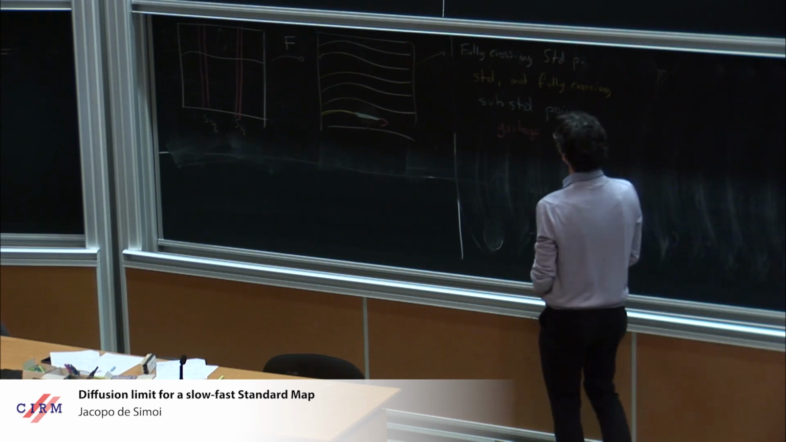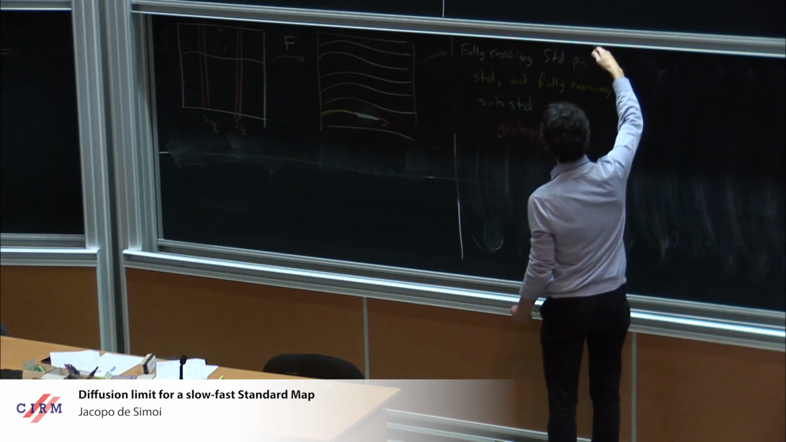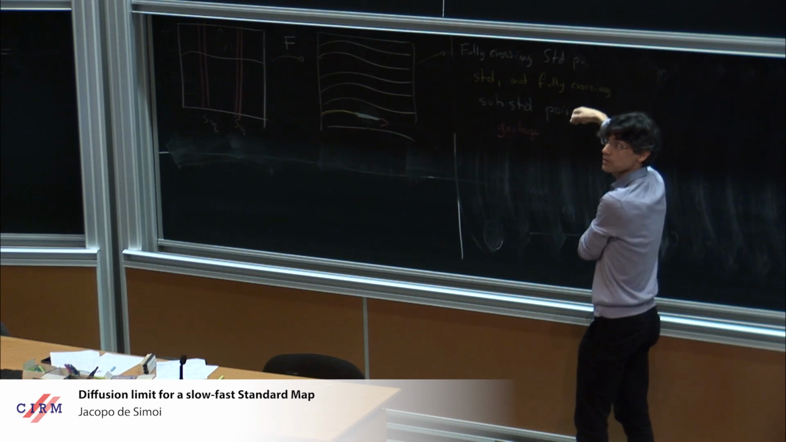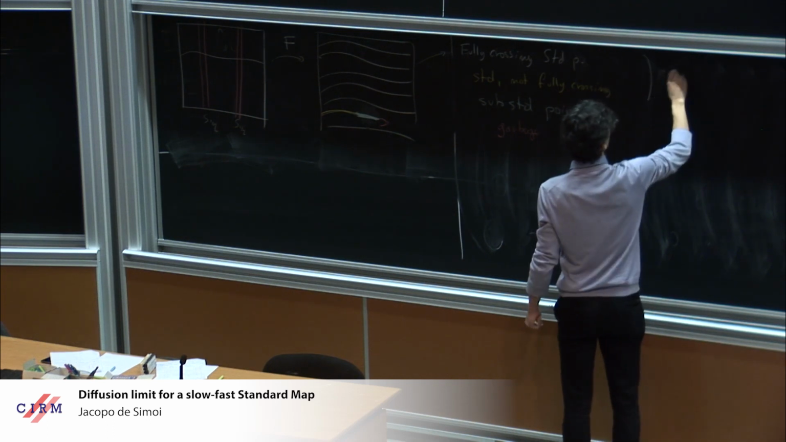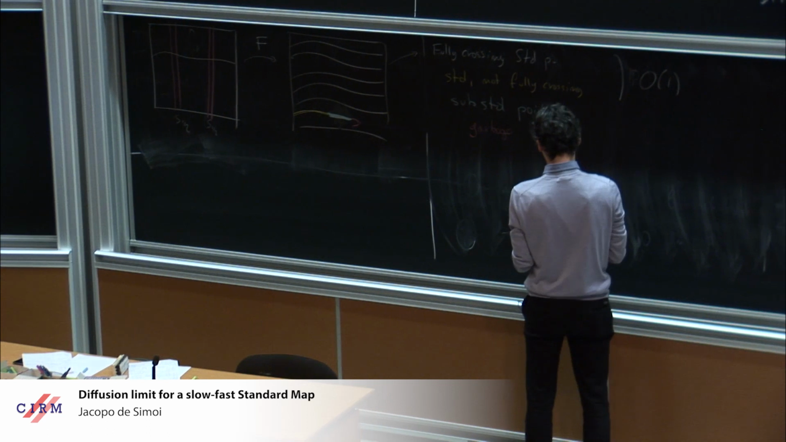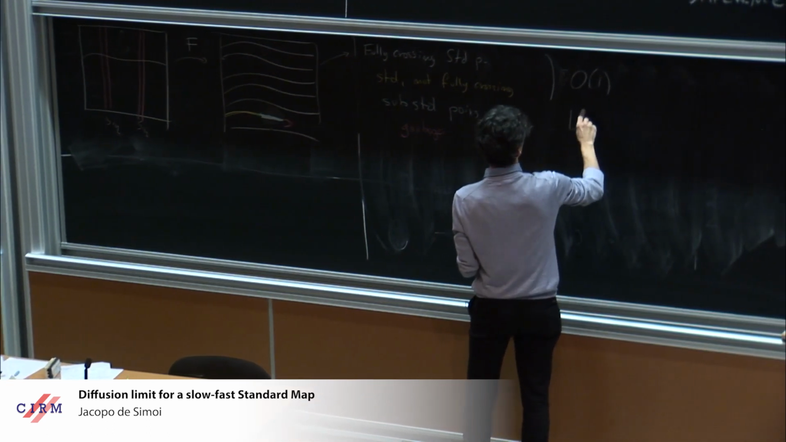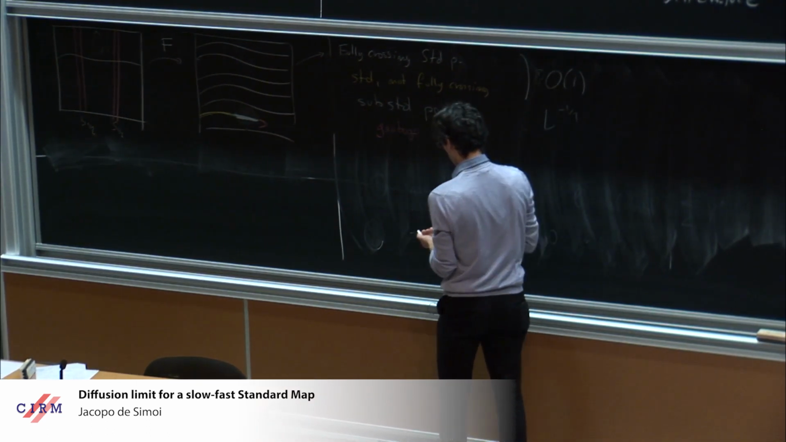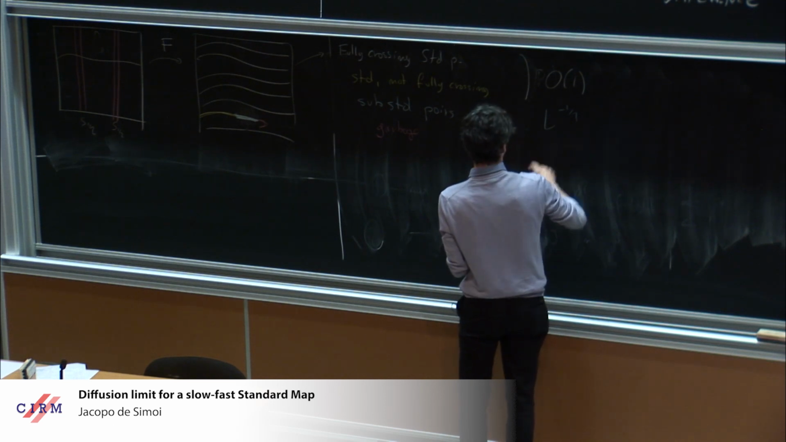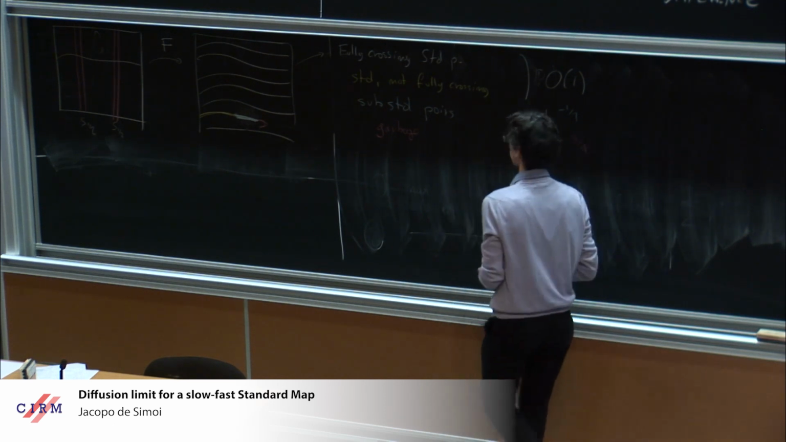So most of the part of our work is to estimate the mass of things which get into these bins. So the mass of this is essentially O(1). The mass of substandard pairs is essentially L to the minus 1/2. And the mass of the garbage is L to the minus 3/4.